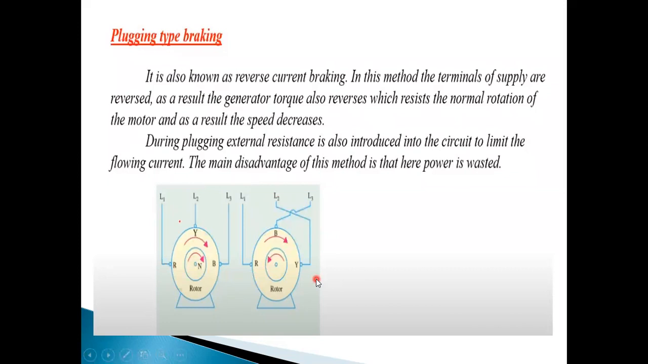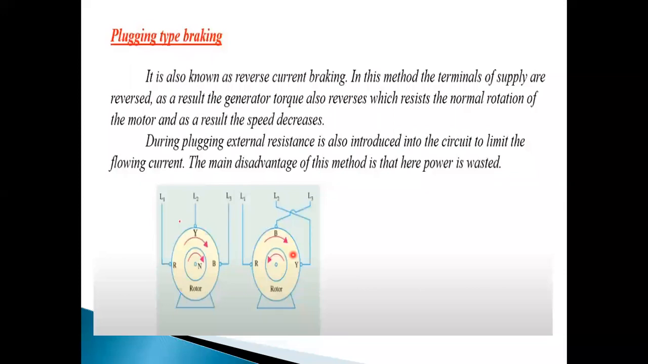The braking torque is produced so that the direction of the rotating magnetic field is reversed with respect to the rotation of the motor. The electromagnetic torque developed provides the braking action and brings the motor to a stop. That is the concept behind plugging.